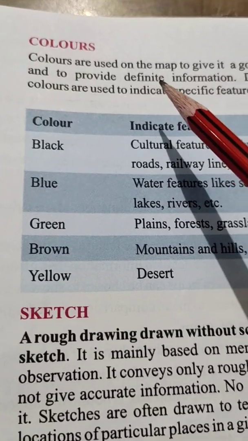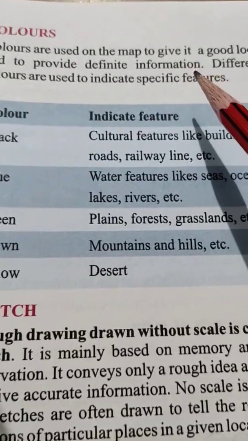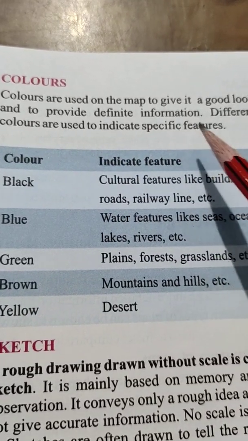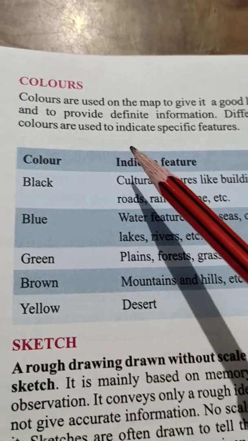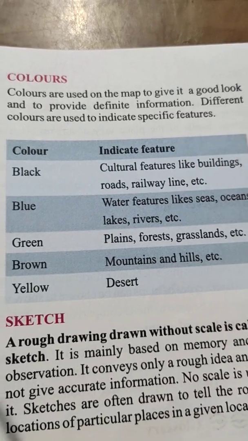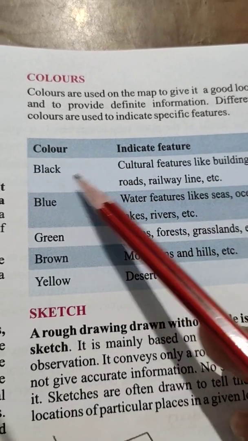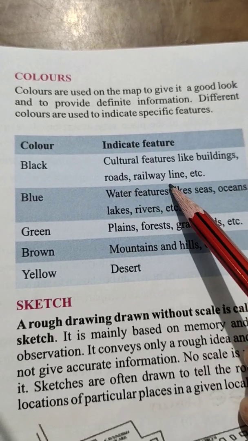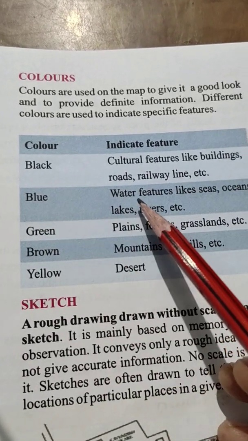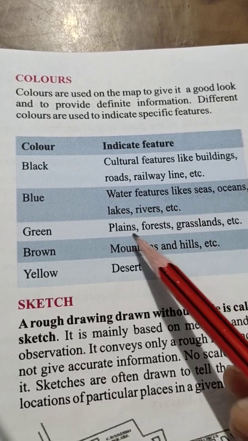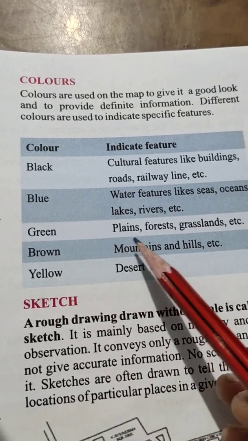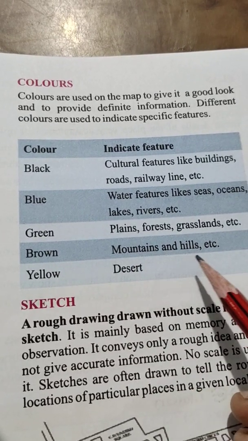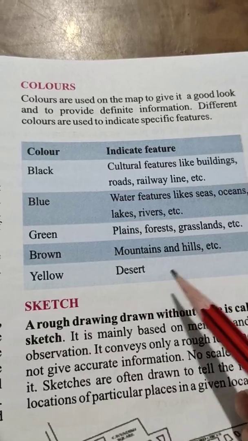Colors. Colors are used on the map to give it a good look and to provide definite information. Different colors are used to indicate specific features. Black indicates cultural features like buildings, roads, railway lines, etc. Blue, water features like seas, oceans, lakes, rivers, etc. Green, plains, forests, grasslands, etc. Brown, mountains and hills, etc. Yellow, desert.